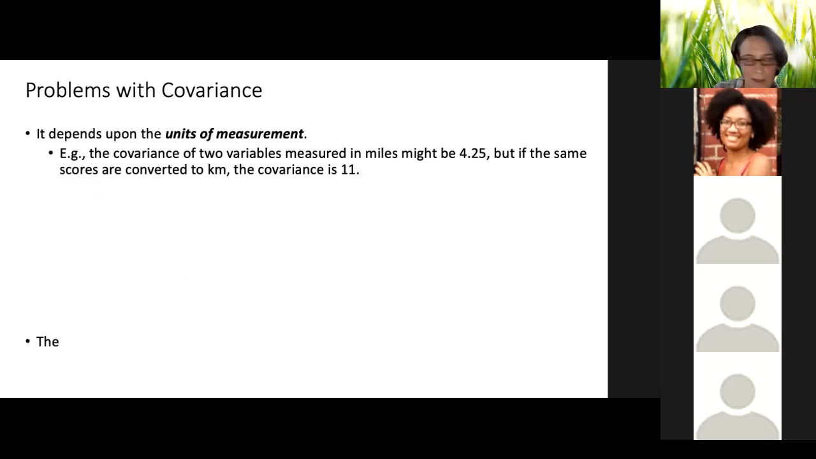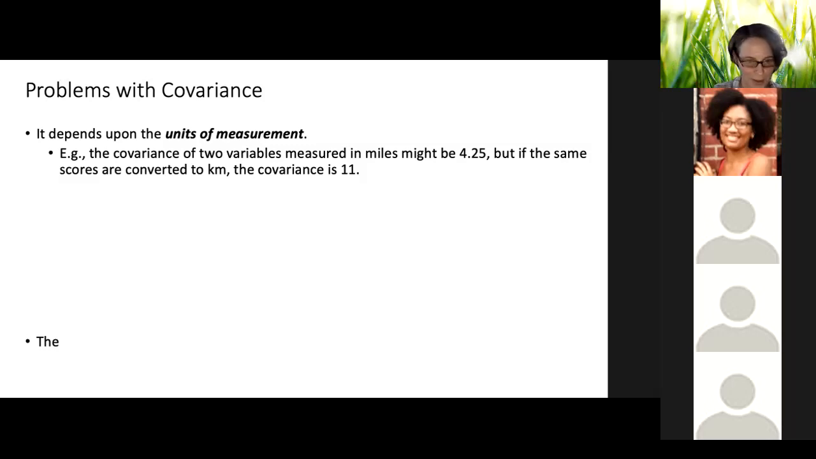Yeah, it could be something like the average number of miles per day that people are working in year 1 versus year 2, right? However, if I convert these scores to kilometers, then the covariance, changing nothing else, same sample, same data, I'm just converting the units from miles to kilometers. Now my covariance is 11.